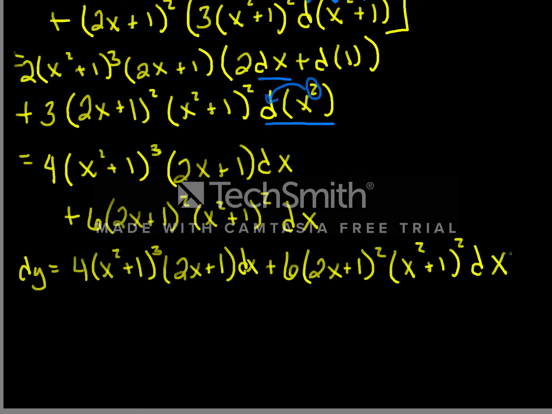So then if I want to know what dy dx is, the derivative, I just simply divide the differential by dx. And when I do that, I have got a dx here, and so it will be canceled out, and I've got a dx here, and so it will be canceled out. So our final answer, dy dx, is 4 times x squared plus 1 quantity cubed times 2x plus 1 plus 6 times 2x plus 1 quantity squared times x squared plus 1 quantity squared.